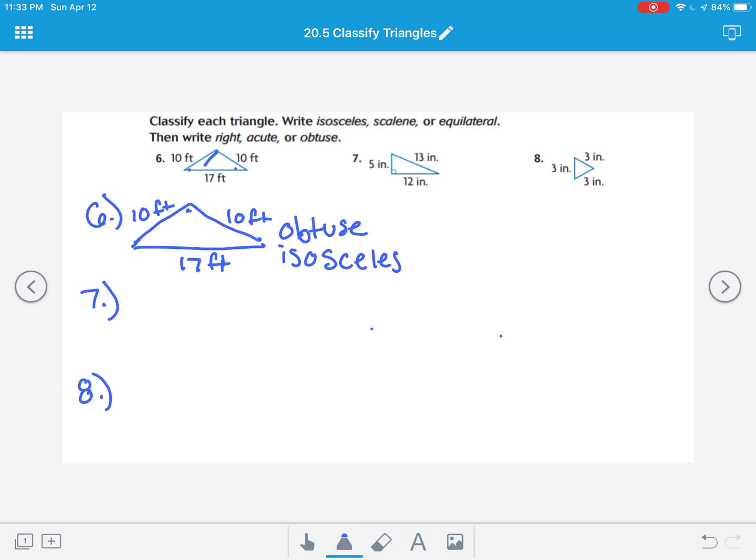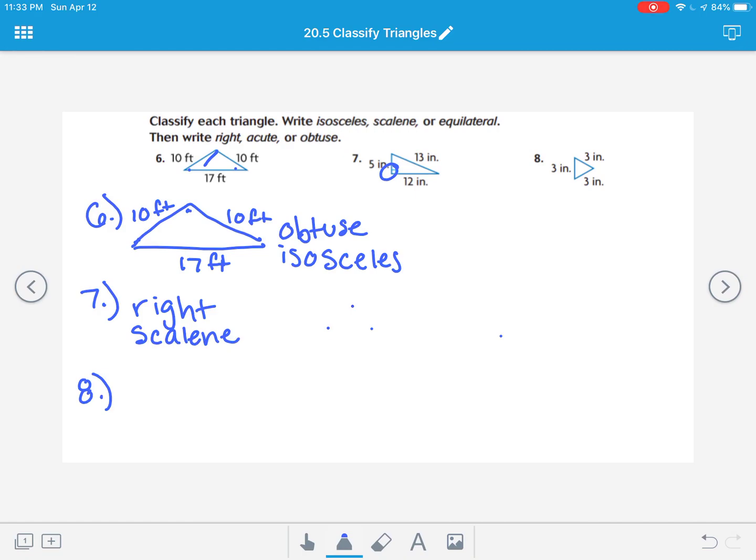Number 7 has that right angle, that little blue box, which tells us it is a right angle. So that means it's a right triangle. And looking at the sides, we have 12, 13, and 5. None of them are the same, so that makes it scalene.